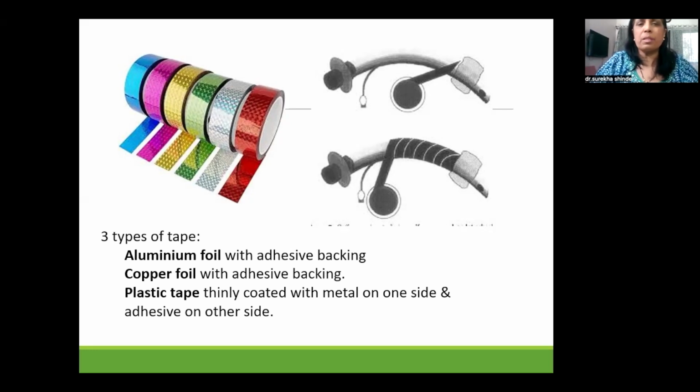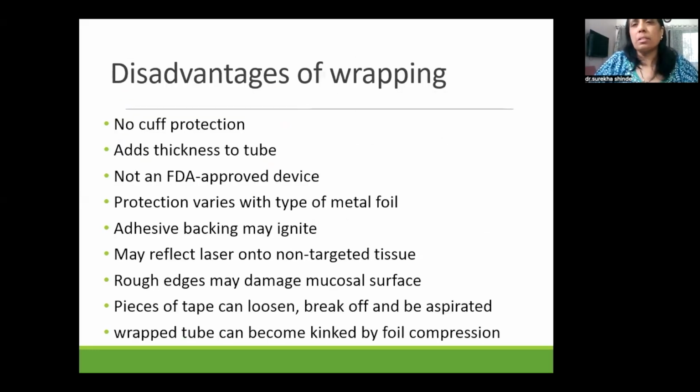Nowadays, nobody is using this metallic tube in the clinical scenario. So what problems can this metallic tube have? There is no cuff protection. The tube is very thickened. It is not an FDA approved device at all. It is like a jugaad that we use in anesthesia protocols. And protection is variable depending upon what kind of metal foil you are using.